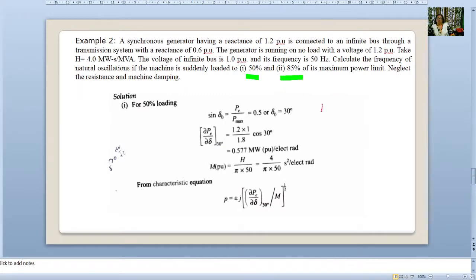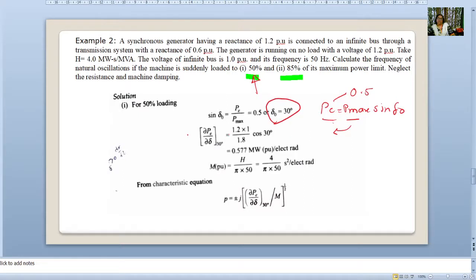Now we know PE is equal to P max sine of del 0. So sine of del 0 is P upon P max. This loading is given as 50%, so P will be taken as 0.5. From that we got del is equal to 30 degrees.